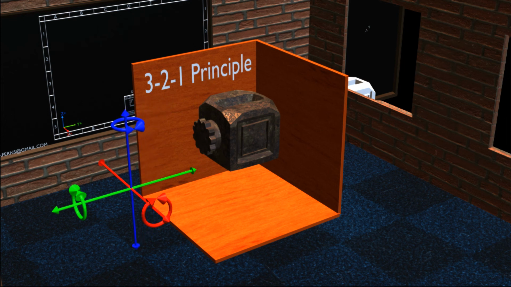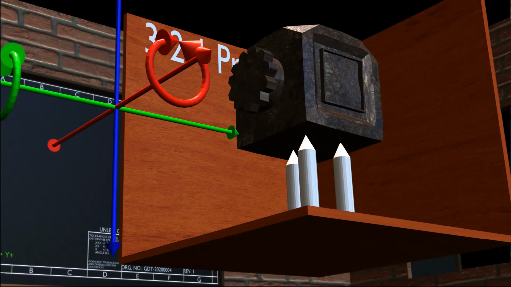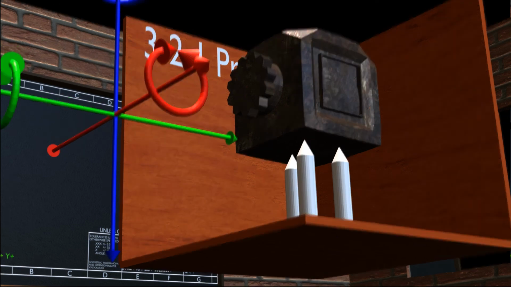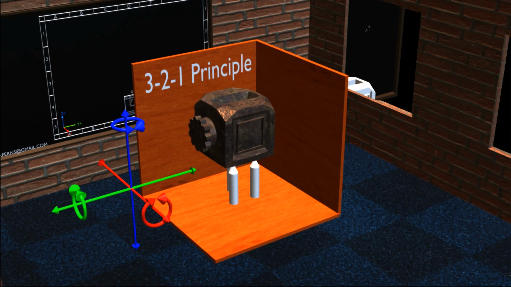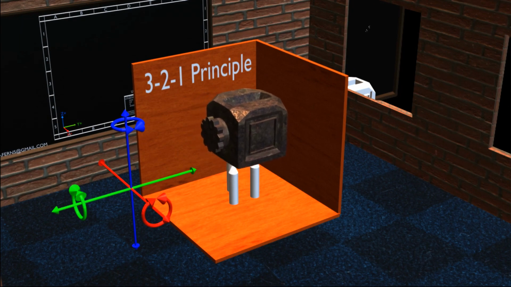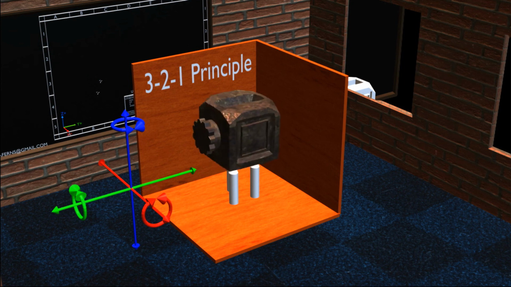As the name suggests, first we will consider 3 points, as seen on the screen. When we touch these 3 points to the object, we can see that the object now cannot move along the z-axis, and also it cannot rotate about the y-axis or about the x-axis. But the object can still move along the x-axis and y-axis, as seen. And note that it can rotate about the z-axis.